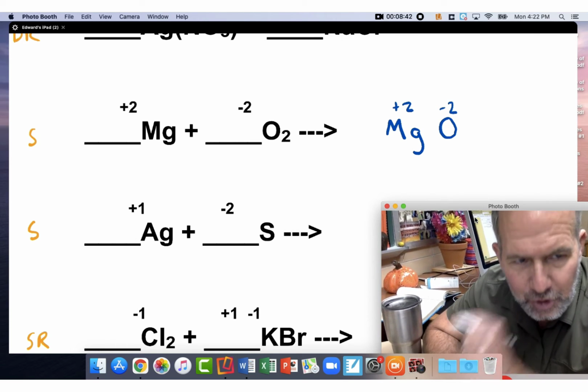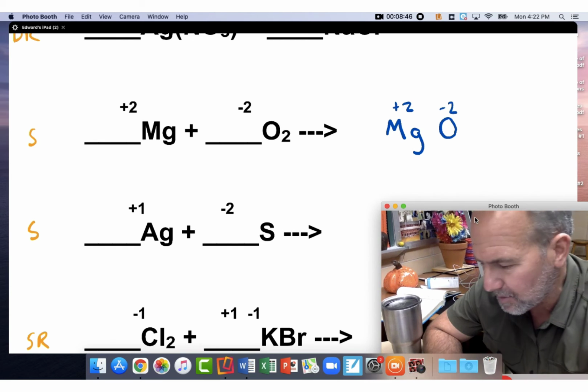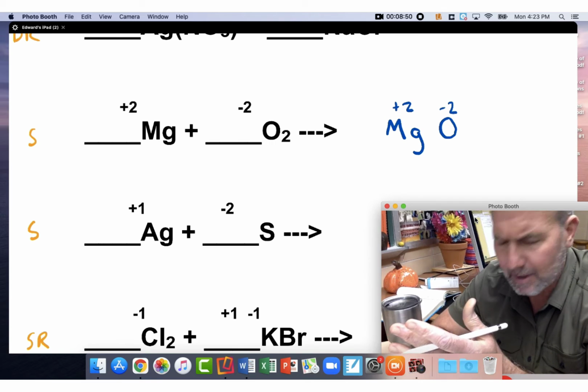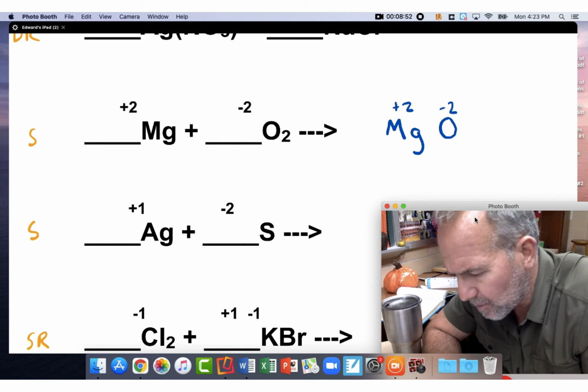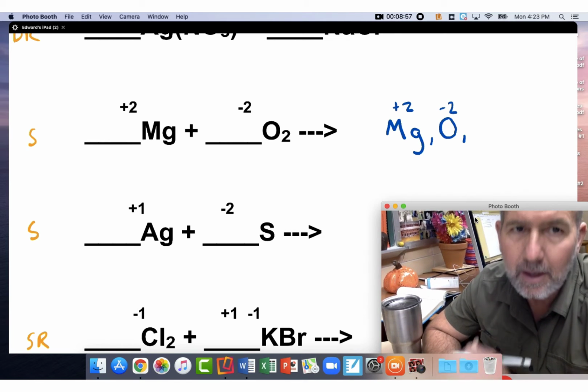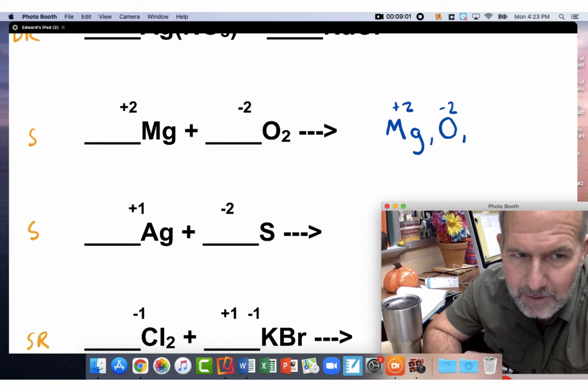Subscripts come from the charges. That's where you get the subscripts. What's the new subscripts here? Well, crisscross 2 and 2, well, we know we have to reduce that down, right? So we're going to reduce that to 1 and 1. I wouldn't normally write those in there, but I'm going to right now, all right? That's the formula, right? It's not OMG, it's MgO.